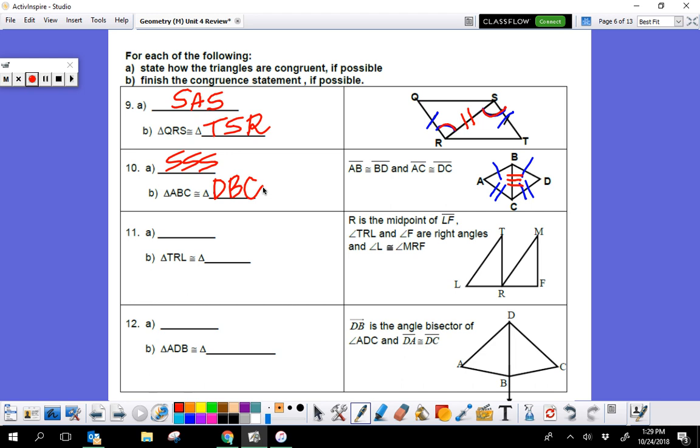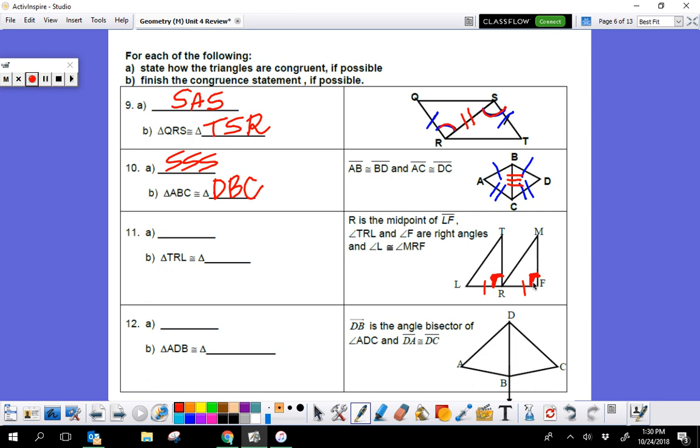Number 11. It says R is the midpoint of LF. So R is the middle between L and F. That means that LR is going to be congruent to RF. It also says angle TRL, that would be this angle here, and angle F are right angles. So I'm going to make those right angles.